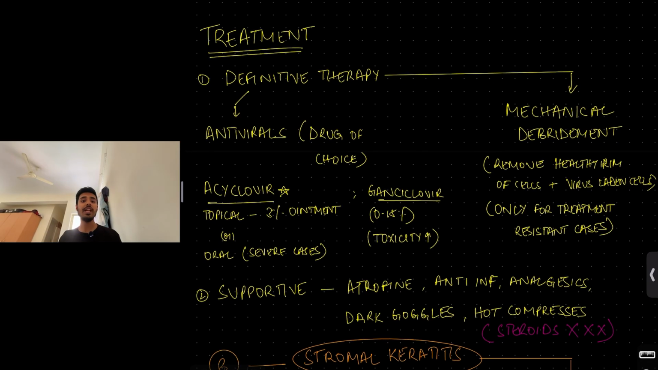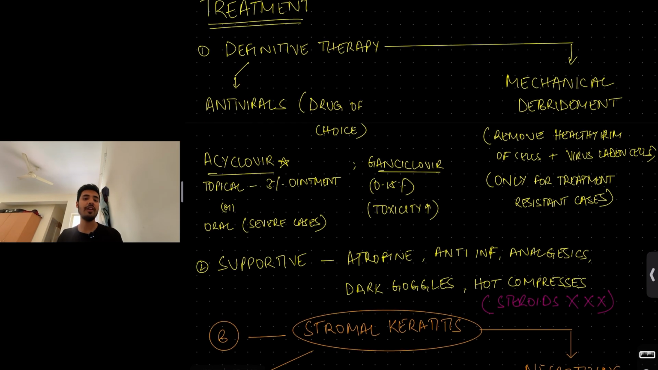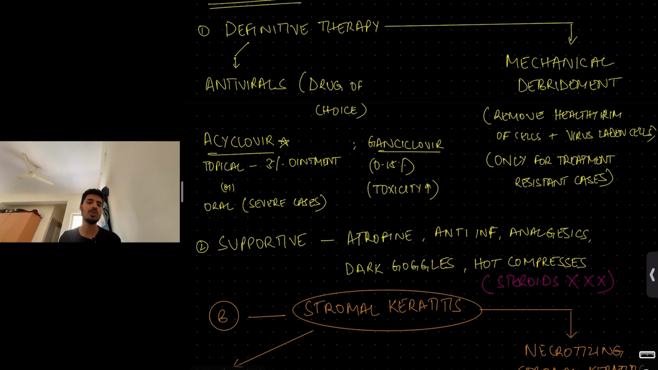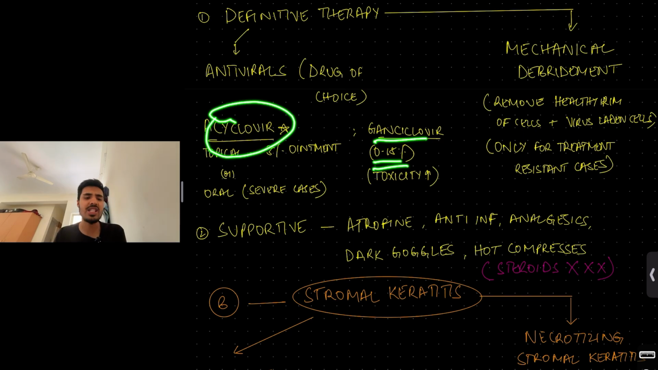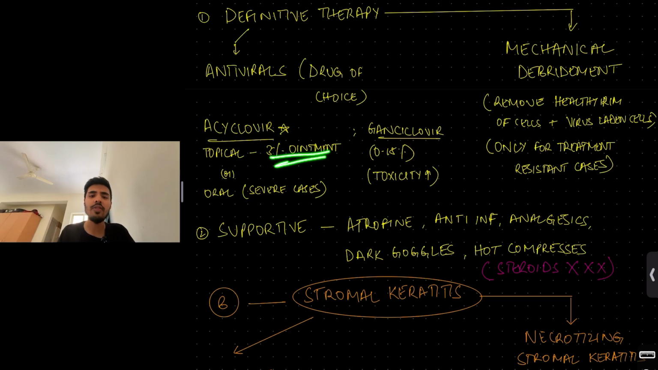Then treatment: we go for definitive treatment. Definitive treatment is antivirals, which are the drug of choice. You will give topical acyclovir 3% eye ointment, or you can use ganciclovir 0.15%. But acyclovir has the maximum therapeutic efficacy and very low toxicity, so we prefer acyclovir over ganciclovir, which is more toxic. If the epithelial keratitis is very severe, then we give oral acyclovir.